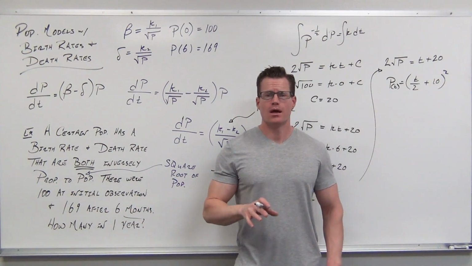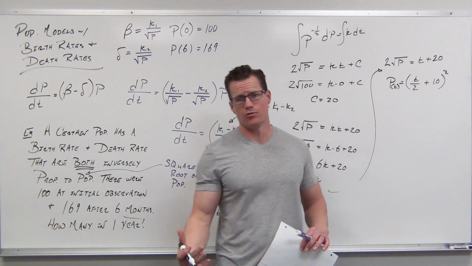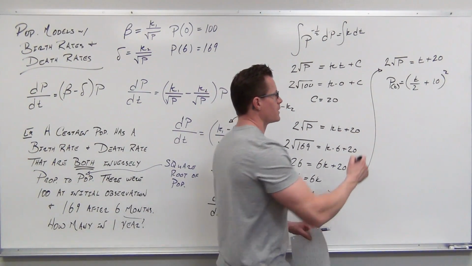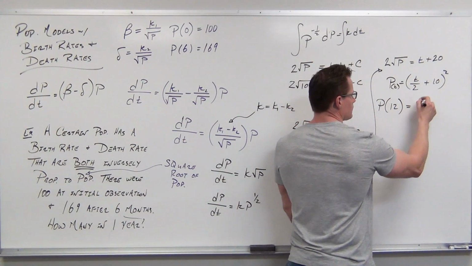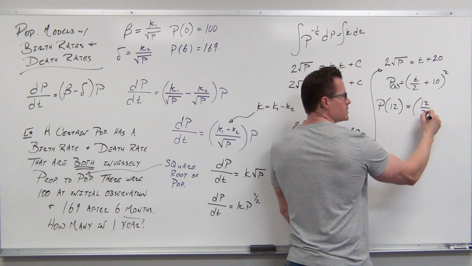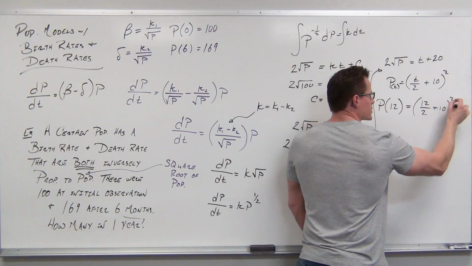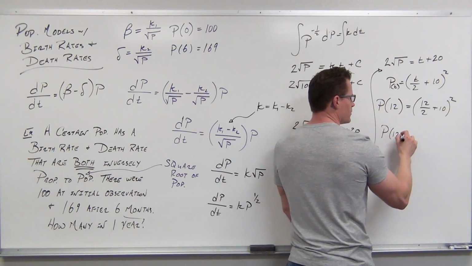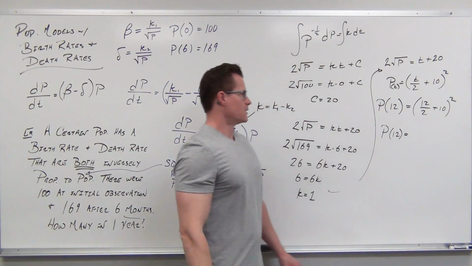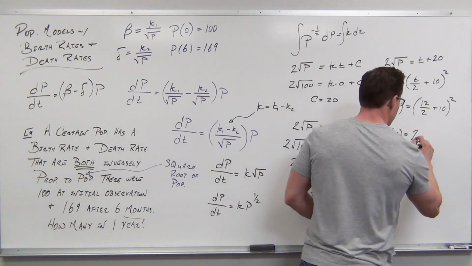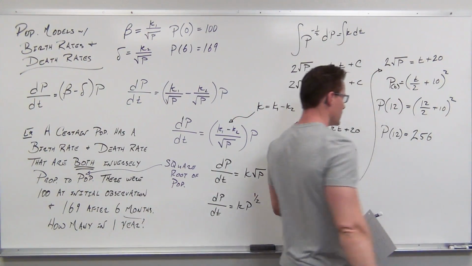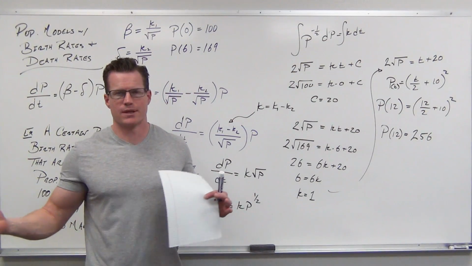Be real careful. If this is in months, we're going to plug in 12 because 12 months is 1 year. So the population after 12 months is 12 divided by 2 plus 10, and then we square it. Our population after 12 months is 16 squared, so 256. So 256, whatever this species is.